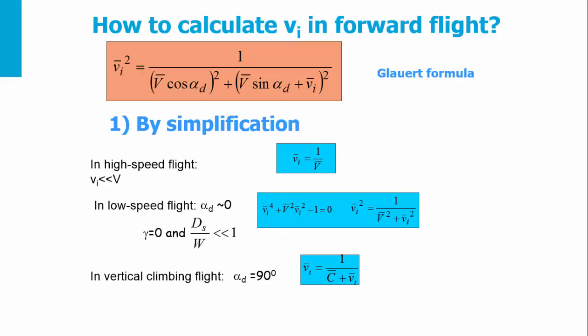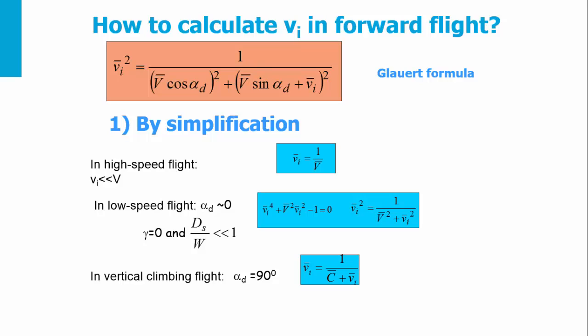How to calculate this induced velocity in forward flight? Well, the first thing is that we can simplify the Glauert formula. If we are going at high forward speed, induced velocity is much smaller than the forward velocity V. And in this way, if we neglect Vi in the Glauert formula, you get that V cosine squared plus V sine squared is V squared, and the formula transforms into Vi bar equals 1 over V bar.